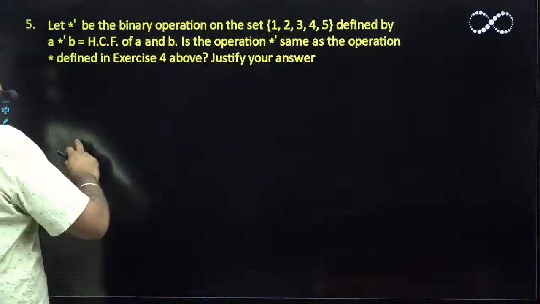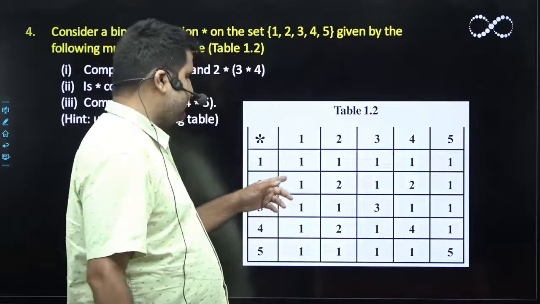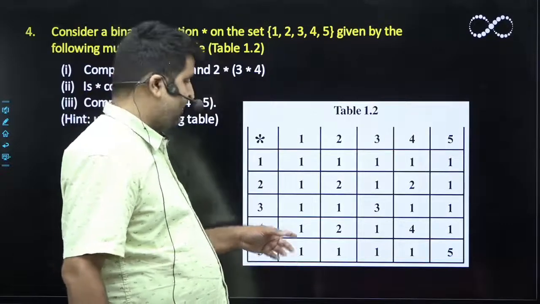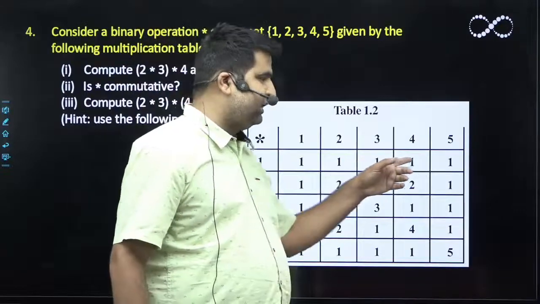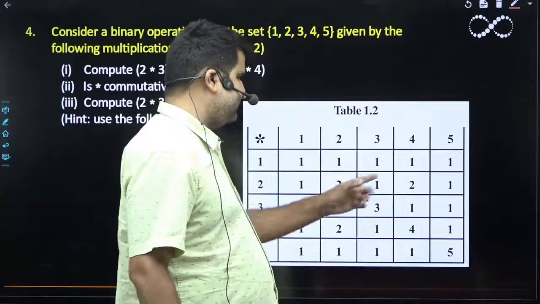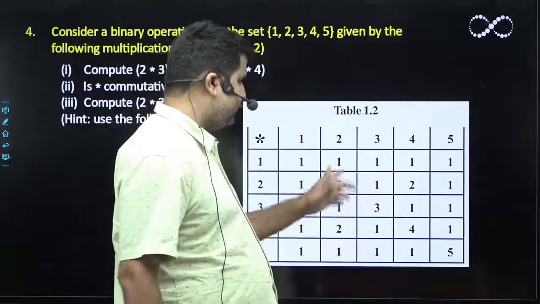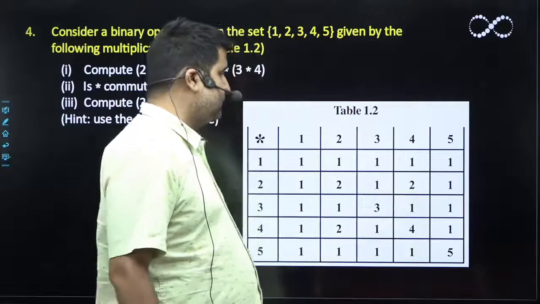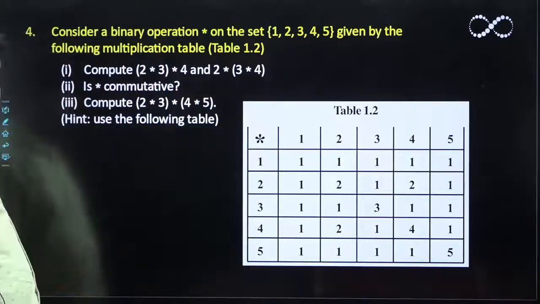So if we simply see the previous question, what is HCF of 1 and 1? It's 1. HCF of 2 and 1 is 1. So for all the numbers which have 1 with them, HCF will be 1, right? HCF of 1 and 2, 1 and 3, 1 and 4, 1 and 5, all will be 1. Now HCF of 2 and 2 is 2, 3 and 3 is 3, 4 and 4 is 4, 5 and 5 is 5. Similarly, HCF of 4 and 2 is 2 because 2 is the common factor. Similarly, 2 and 4 is 2. So this exactly looks like the table for the HCF.